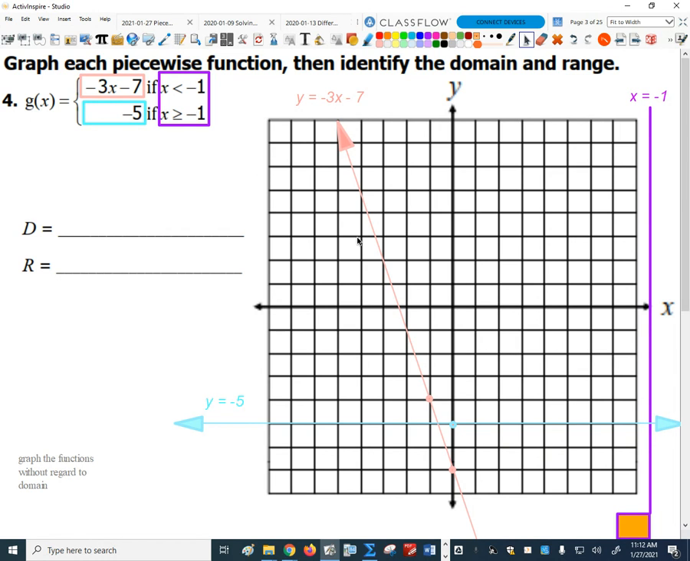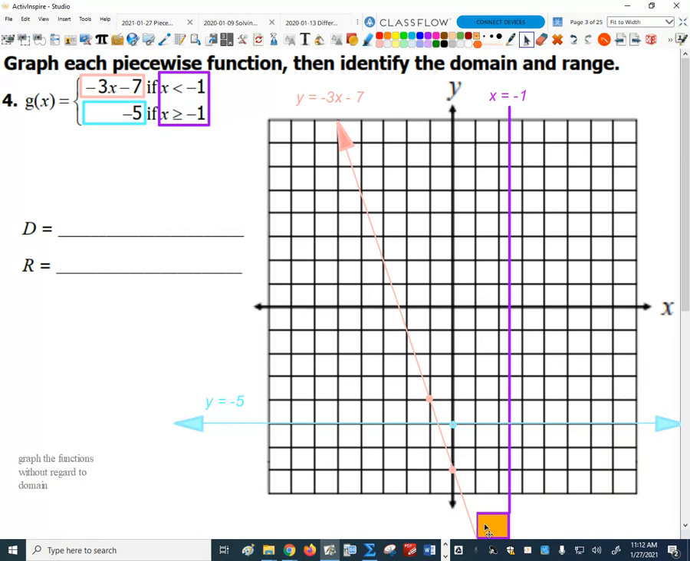Everybody see that? So I'm going to put a boundary line at -1. That is a vertical line, isn't it? X equals -1 is a vertical boundary line. And so that's going to be the partition between the red piece and the blue piece. Everybody see that? Give me a 1 to 5 on that, please, quickly.